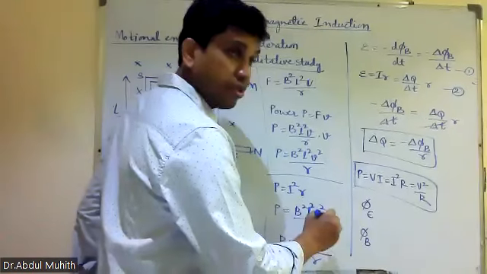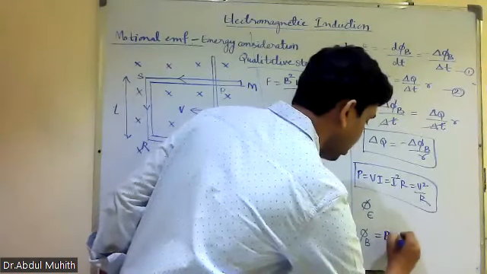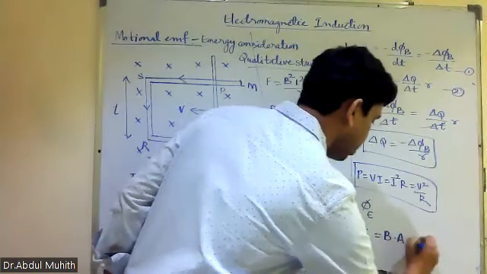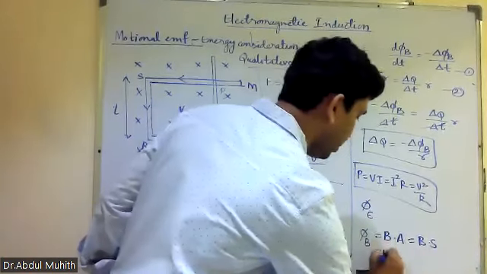E dot dS. Yeah, very good. B dot dS, or B dot A. We can also write B dot S. Both are the same. A is also area, S is surface area, both same. So B into A cos theta.